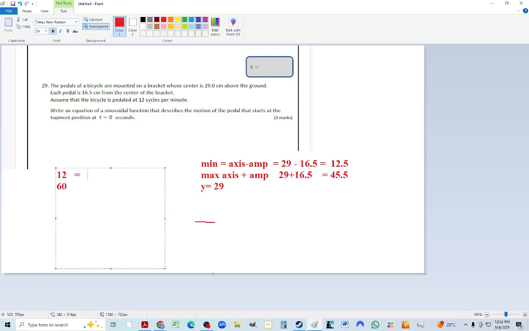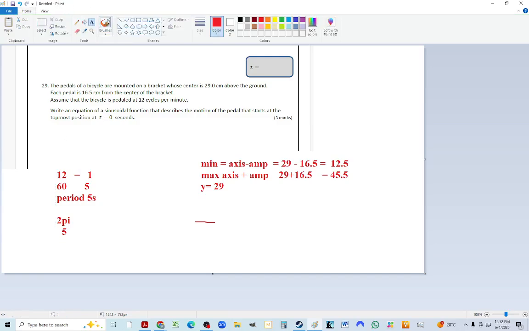It goes around 1 time in, what is that? 12 goes into 60 five times. So it goes around 1 time in 5 seconds. Simplifying the fraction, if it goes around once in 5 seconds, the period is 5 seconds. To make a period of 5 seconds, I multiply my x by 2 pi and divide by 5. So this will be my multiplier or my transformation of x.